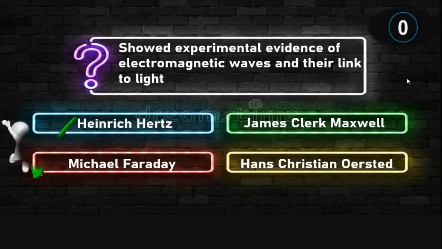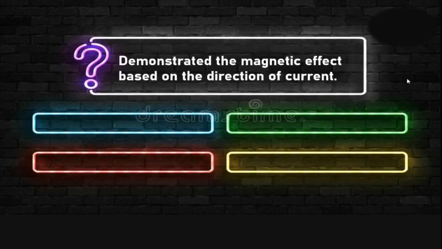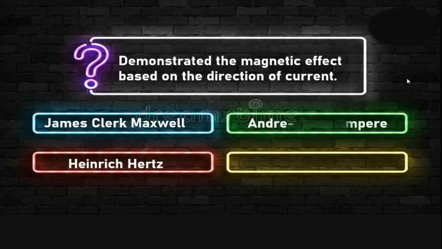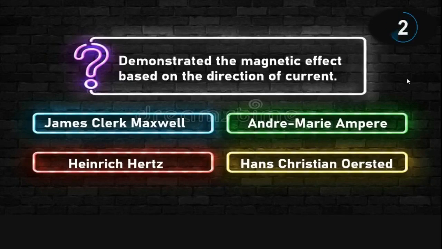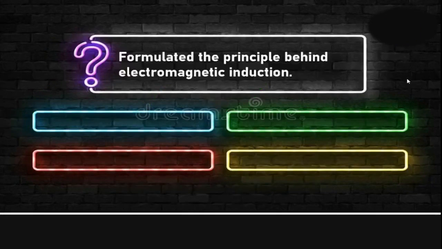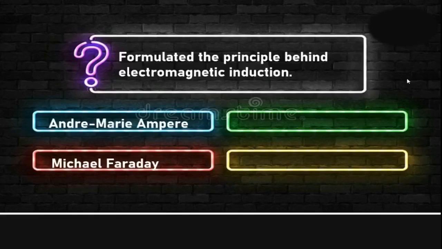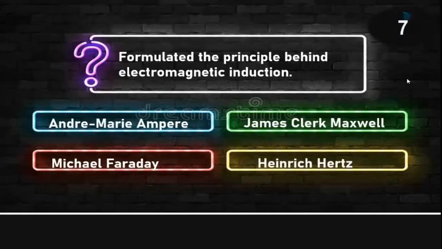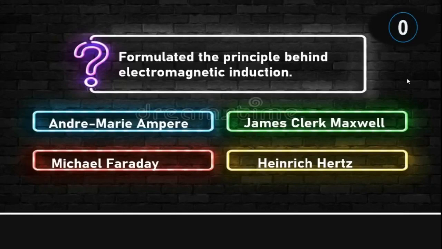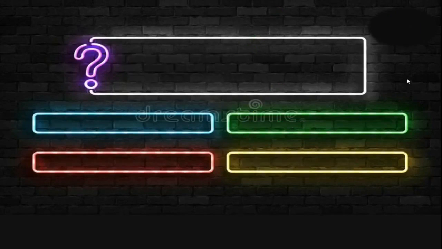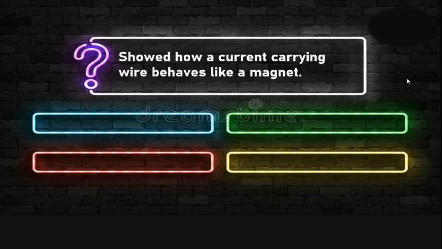The correct answer is demonstrated the magnetic effect based on the direction of current. The correct answer is he formulated the principle behind electromagnetic induction. The correct answer is told a current carrying wire behaves like a magnet.